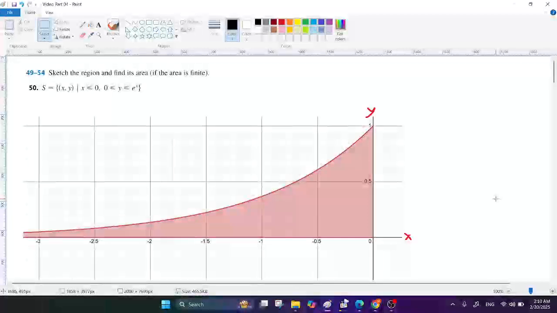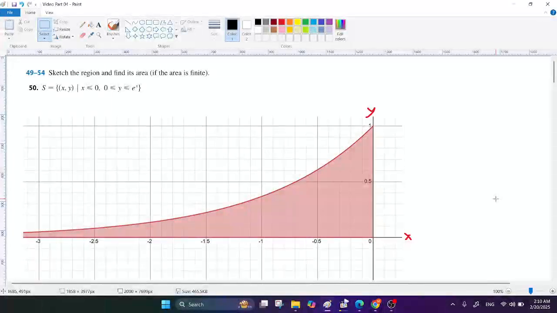Now, part 4. Let's enjoy solving this problem. Sketch the region and find its area, if the area is finite. Don't worry, it will be finite in this question. So S equals xy such that x is less than or equal to 0, y is greater than or equal to 0, less than or equal to e to x, okay?